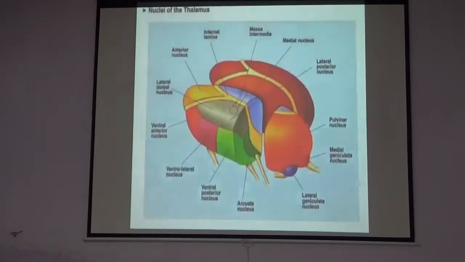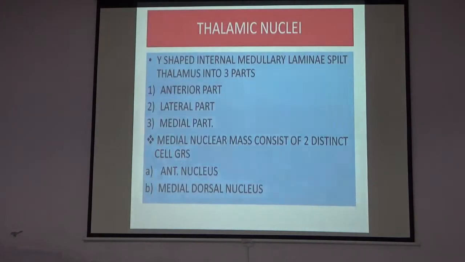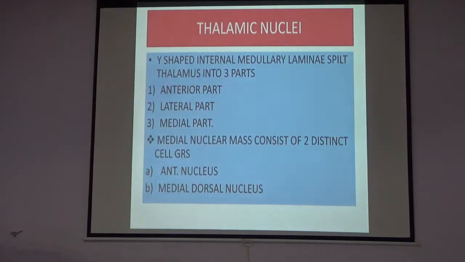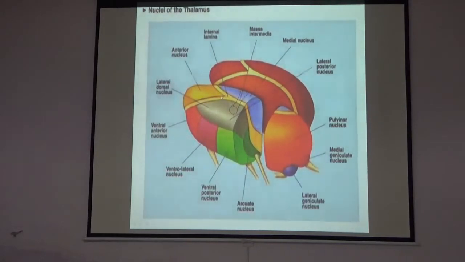Thalamic nuclei. This is the Y-shaped internal medullary lamina which splits the thalamus in 3 parts: anterior part, the lateral part, and the medial part. The medial nuclear mass consists of 2 distinct cell groups: the anterior nucleus and medial dorsal nucleus. We have this yellow thing, the anterior nucleus, and the second one was the medial dorsal nucleus. This is the anterior one, and then we have the medial dorsal.